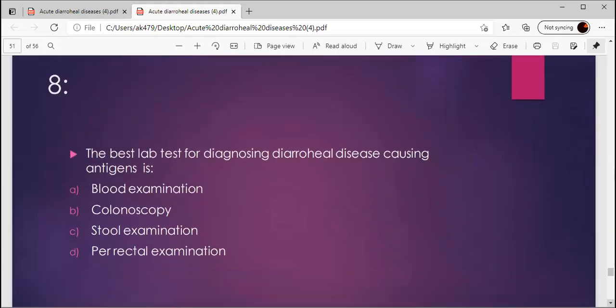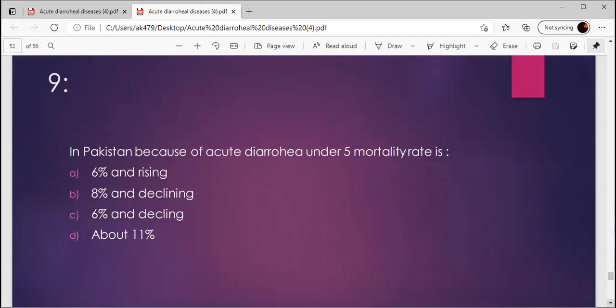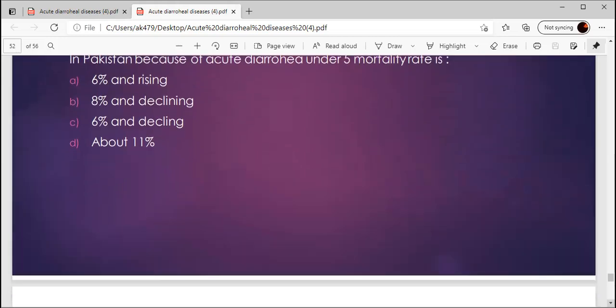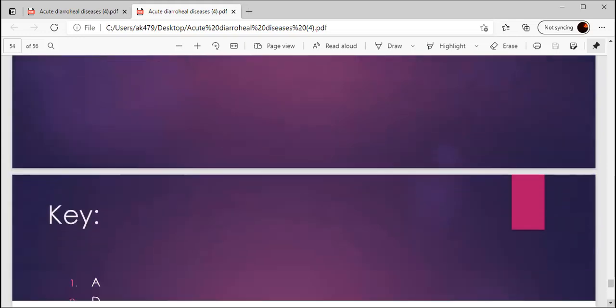The best lab test for diagnosing diarrheal diseases causing antigen is blood examination, colonoscopic examination. In Pakistan, because of acute diarrhea, under 5 mortality rate is 6% and rising, 8% and declining. The main complication of dysentery is sepsis, dehydration, weight loss, ulcerative colitis. Main complication of dysentery is sepsis. It's the key.